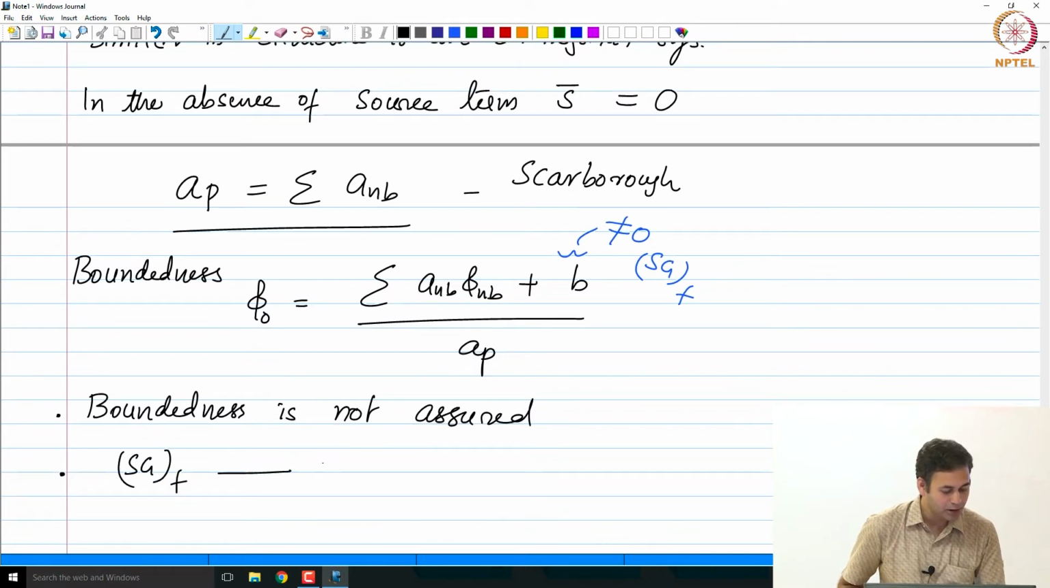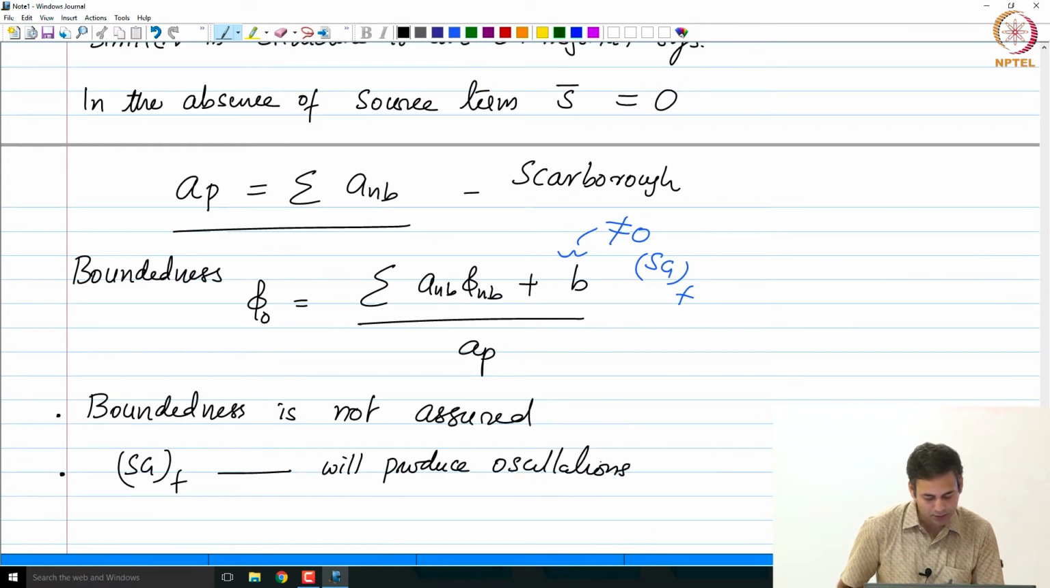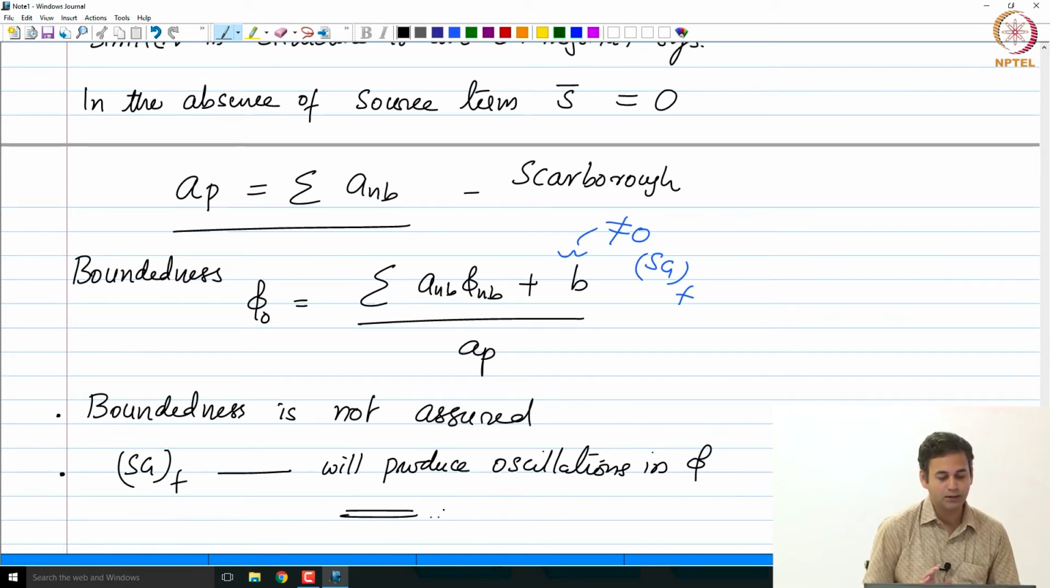produce oscillations in phi values. Essentially, in the calculation of phi, when you use the secondary gradients, it will produce some oscillations. As a result, the boundedness is not guaranteed. This we will see a little later. So, if you have a non-orthogonal mesh, boundedness is not assured. You can still have slightly higher values than your neighbors.